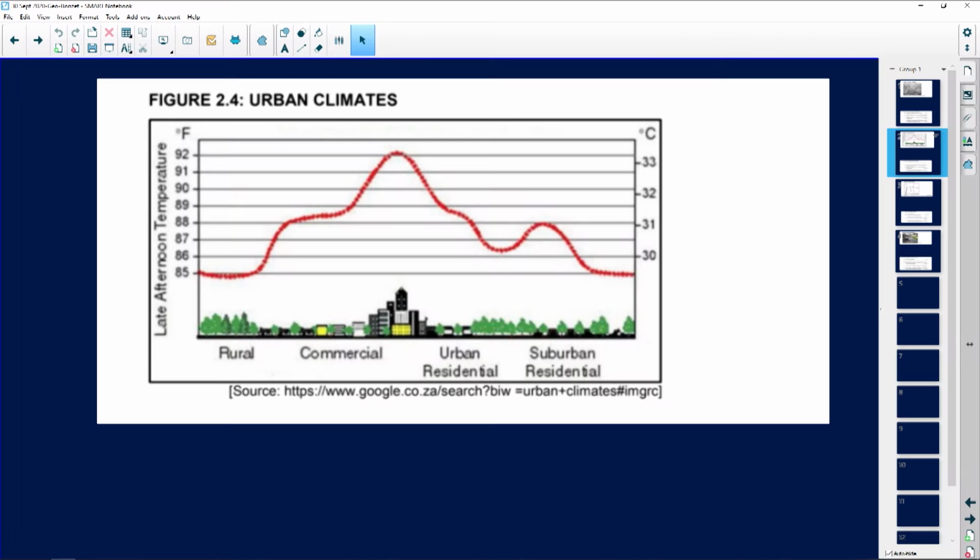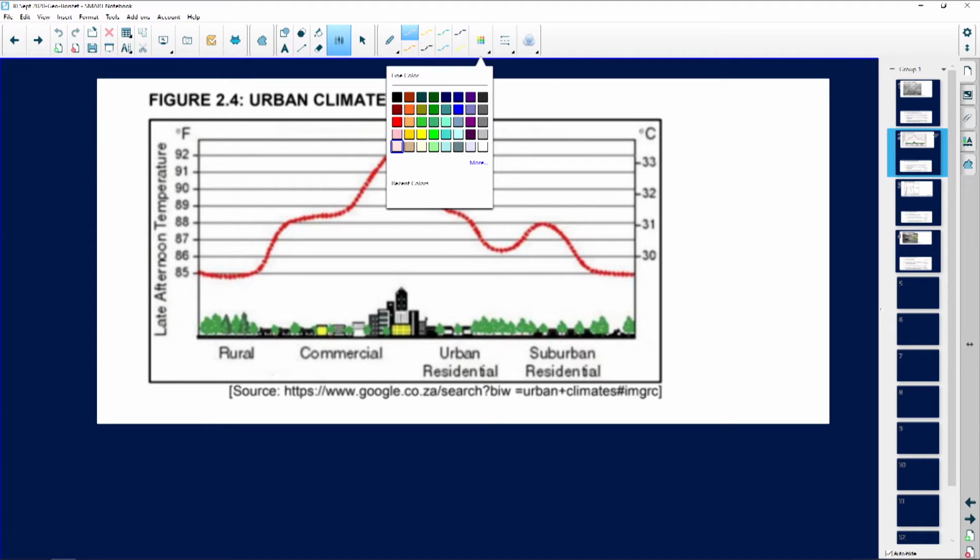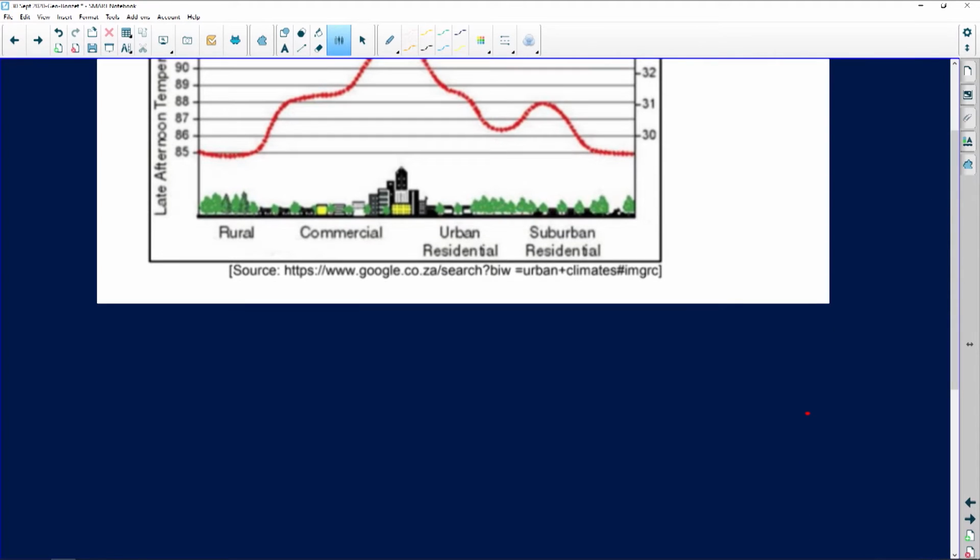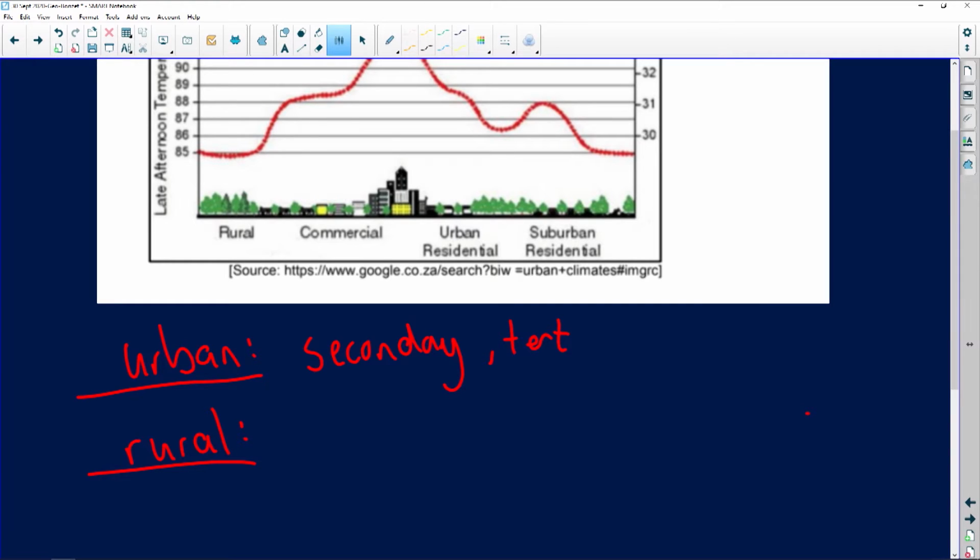Our first question I want to discuss with you, in figure 2.4, is urban climates. Now, when we look at urban climates, very important, there's two things that we need to differentiate between. We need to look at urban, and we need to look at rural areas. Okay. Now, how do we define urban? Urban areas is where secondary and tertiary activities takes place. Rural areas mainly focus on primary activities.